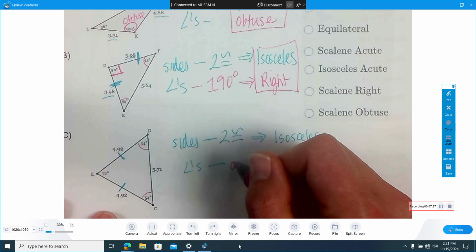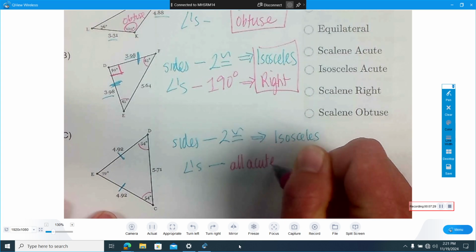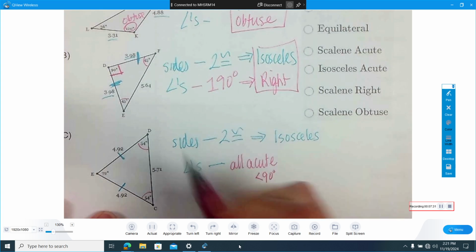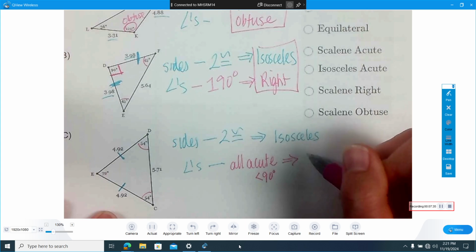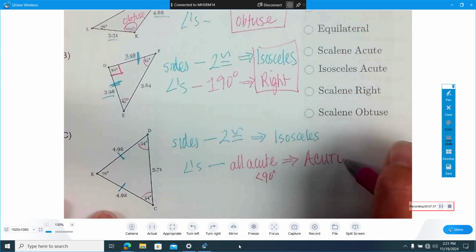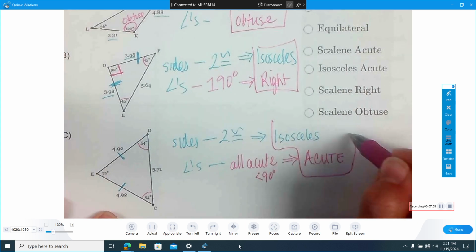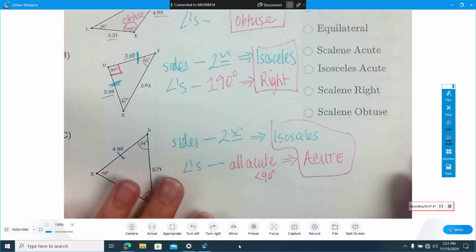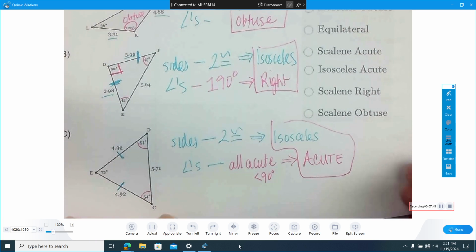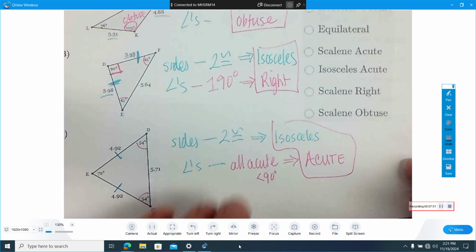They're all acute, which means all less than 90 degrees. So that makes it acute. Yes, isosceles acute for that last time. Okay. Alrighty, last example here.